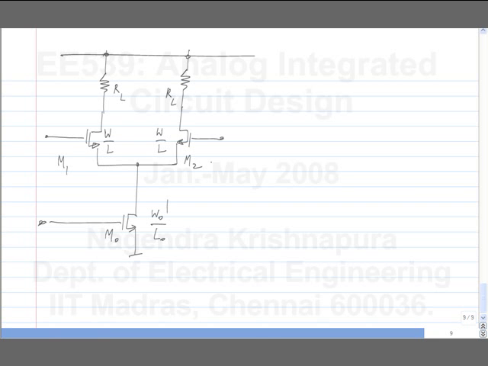And I apply, in general I would have applied VCM plus VD by 2 here and VCM minus VD by 2 here, and I will define my output to be between these two. Again I can define it to be either from one side to ground or between these two. And I want to get V out divided by VD and V out divided by VCM. How will I go about doing it?